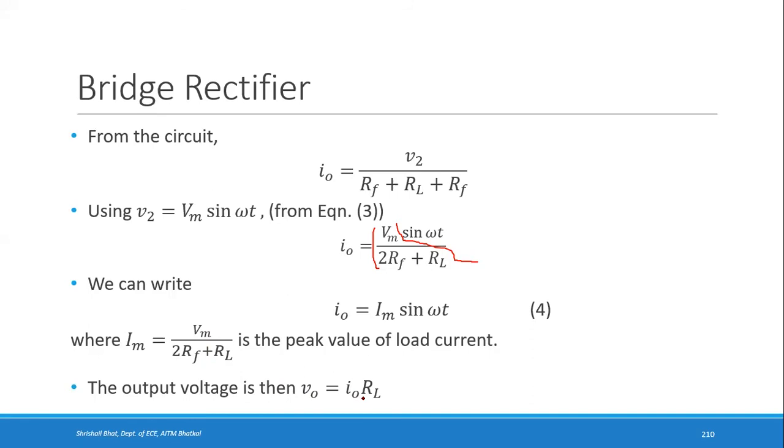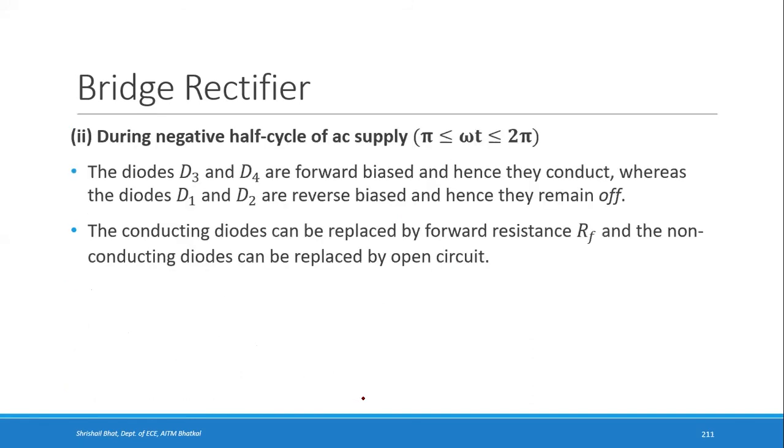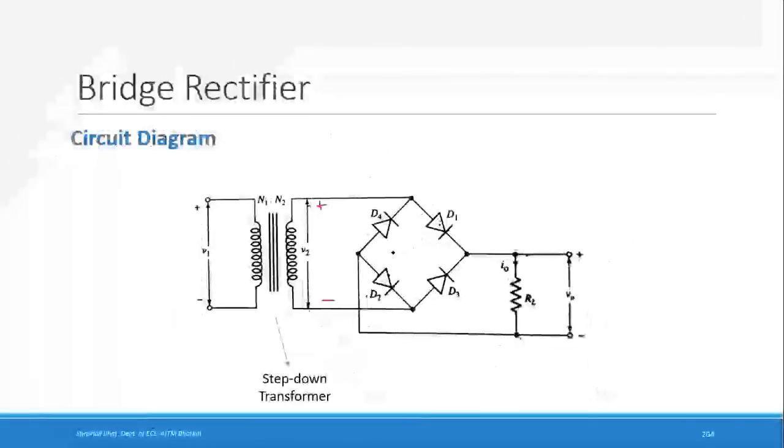When we consider the negative half cycle of the input, D3 and D4 are forward biased. Negative half cycle means here there will be minus and here there will be plus. So if here there is minus and here there is plus, which diodes are forward biased? We can see here the negative of the voltage is connected to the N side of D4, and the positive is connected to the P side.